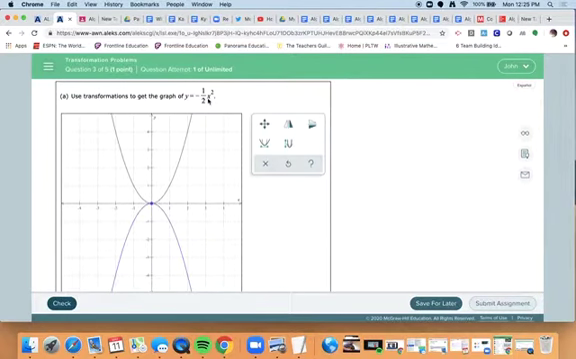So that means I'm going to use one of these two tools, and it's going to be a stretch, right? We're going to be compressing it vertically, making it go closer to the x-axis. Think about this: if I put 1 in, that makes this negative 1/2, right? So if I put 1 in, it's not going to be negative 1, it's going to be negative 1/2.